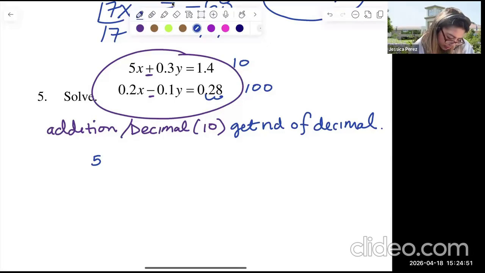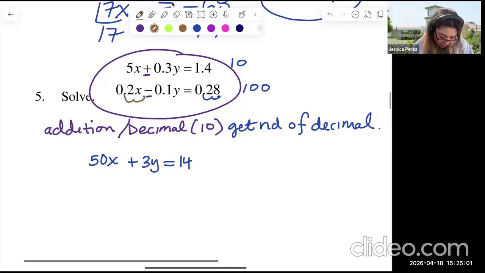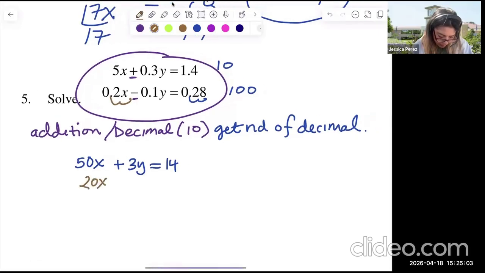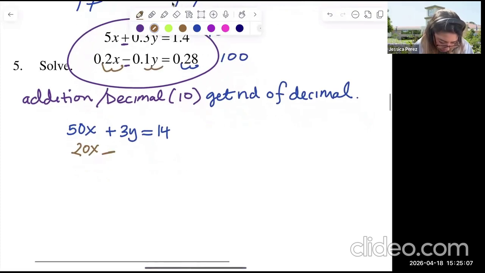If I multiply the top by 10, I'm going to have 50x plus 3y is equal to 14. If I multiply the bottom by 100, I'm going to get 20x minus, so 2 times 1, 2, 10y is equal to 28.